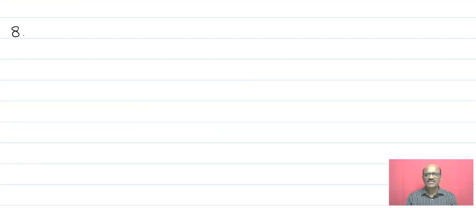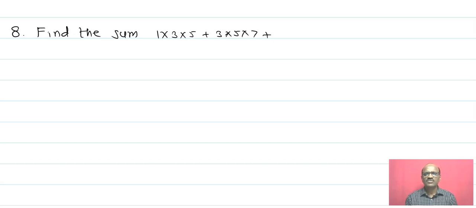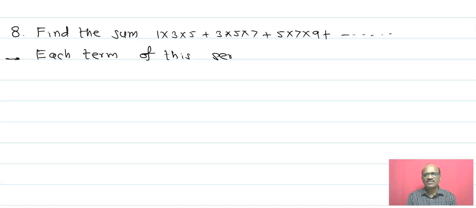Now the next is: find the sum 1 into 3 into 5 plus 3 into 5 into 7 plus 5 into 7 into 9 and so on. Therefore, in all the terms, each term of the series is a product of 3 numbers, starting with the first number.